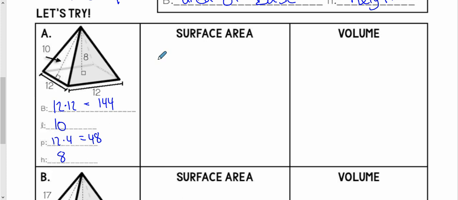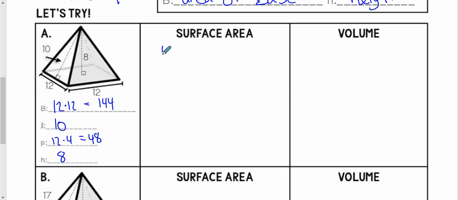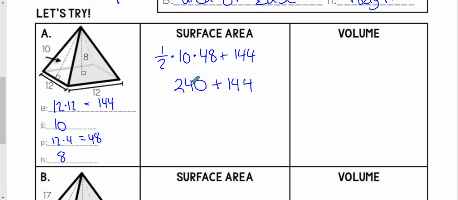So surface area, again, is 1/2 LP plus B. 1/2 times the slant height times the perimeter plus the area of the base. So 1/2 times that slant height times the perimeter gives me 240. And when I add the area of the base, I get 384 units squared. I don't know whether these are inches or not.